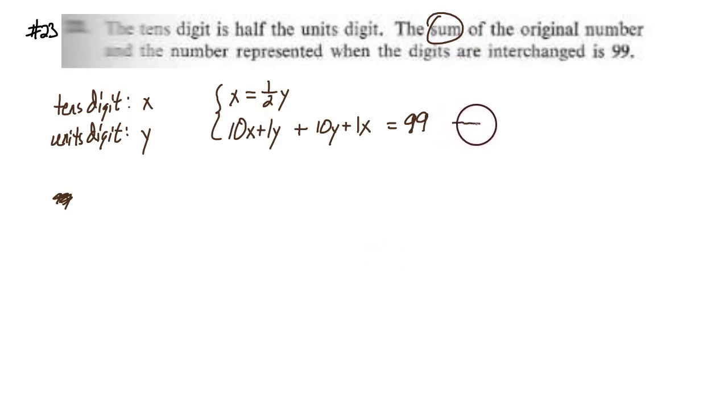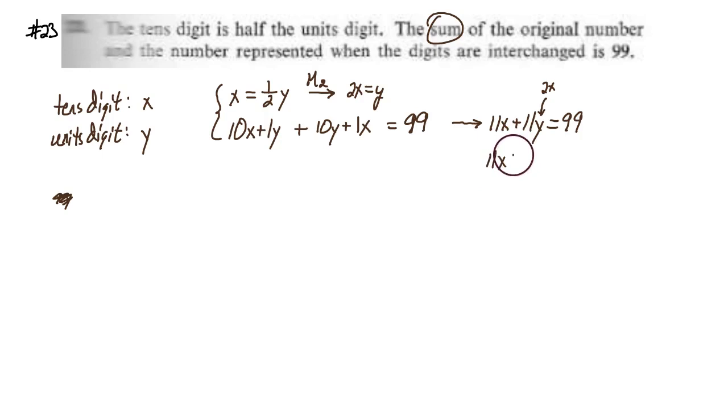Let's simplify that second equation by combining like terms. 10x plus 1x is 11x. 1y plus 10y is 11y, and that's equal to 99. In the first equation, let's multiply by 2 to get the letter y alone. 2x is equal to y. Now we can use substitution method. In place of the letter y, we can fill in 2x.